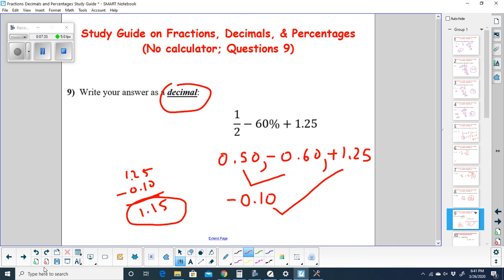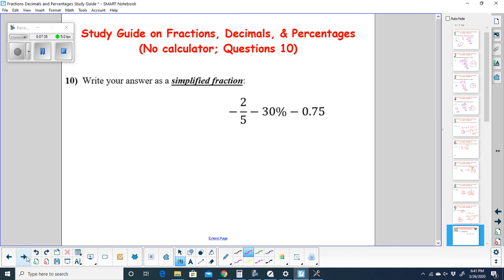Moving on to number 10. Write your answer as a simplified fraction. Okay, so negative 2/5 is negative 2 over 5. Minus 30% is negative 3 over 10. It's actually negative 30 over 100, but I'm going to simplify it because I can. Minus 75 hundredths is 75 over 100, but I'm going to simplify that to negative 3 over 4.